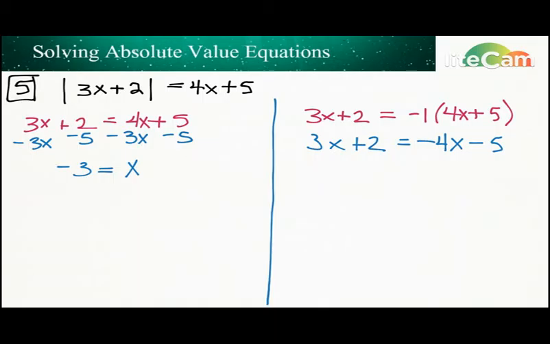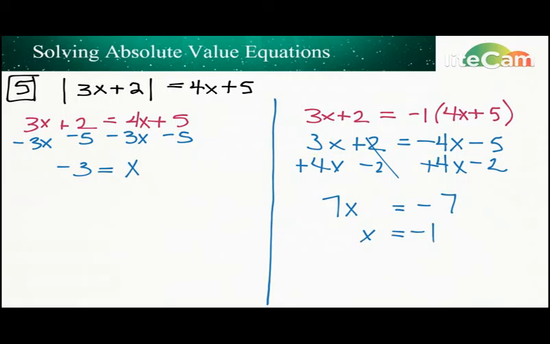Okay, so I'm going to add the 4x over on both sides. And that'll make 7x. And then I'm going to subtract the 2. And that'll give me a -7 on this side. So now I've got x = -1. Okay, so let's check each one of these.